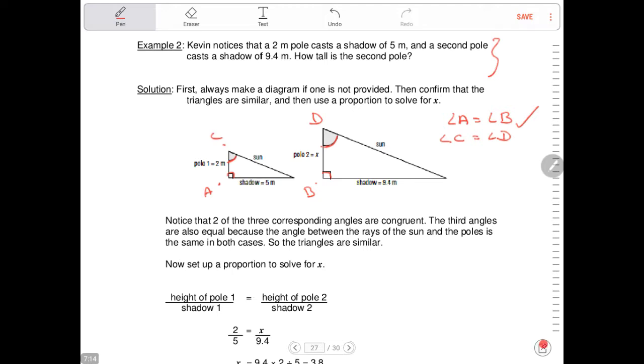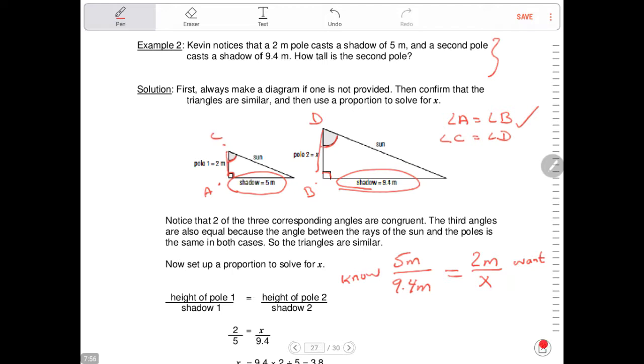Once that is set up, we can now use a proportion to find our missing side length. So what we do, I'll do it down here. So remember, this is what you know. This is what you want. Okay, so do we have matching sides? I look here, I have this shadow length and this shadow length. So 5 meters over 9.4 meters. Then we have to look at the vertical heights. So it's going to be 2 meters over x. And I explained in previous videos as to why we set it up in this fashion.